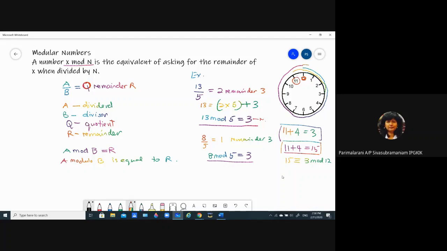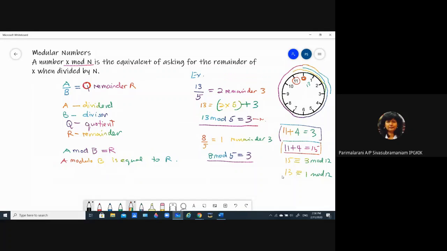So what is the next number after 12? It is 13. 13 is equivalent to 1 mod 12, back to that. So 13 is congruent to 1 mod 12. That means 13 divided by 12, the remainder is still 1. So 13 is still here. 13 is here. 14 is 2 mod 12.